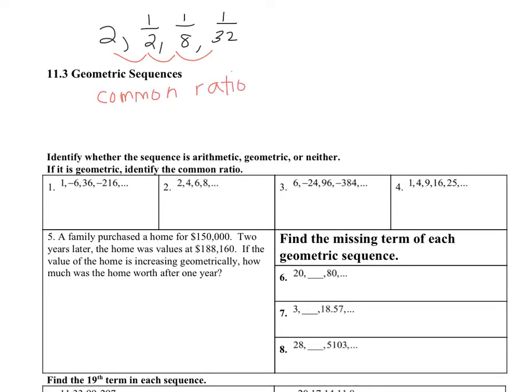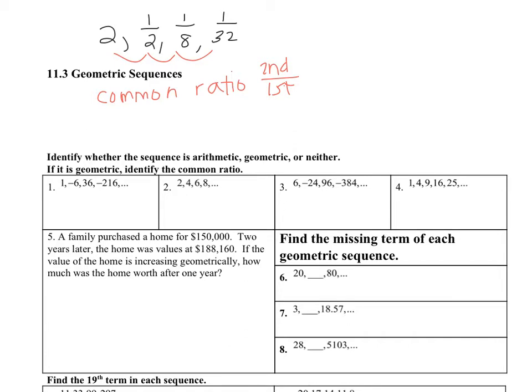So the common ratio is the second, third, or fourth term divided by the previous term. So I can just divide the second term by the first term. Just like with the common difference, you do the second term minus the first term. This one you're dividing because the geometric sequence is multiplying.